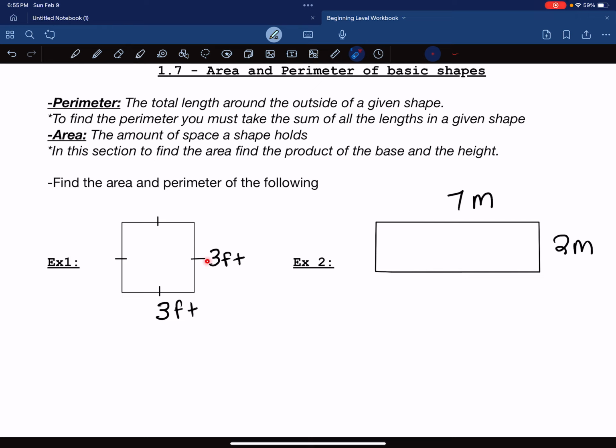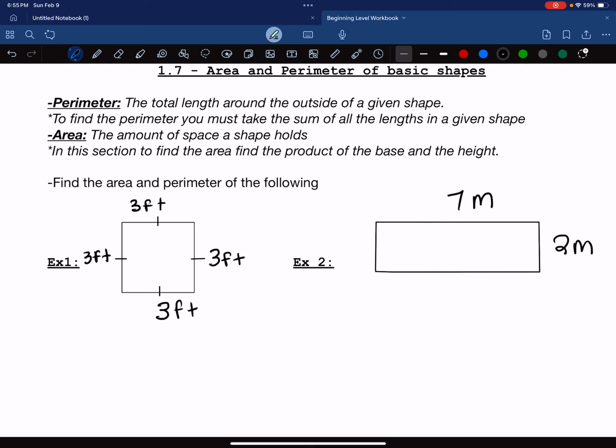One thing that I want to point out is that in geometry and shapes, sometimes you might see these dashes or these lines on the sides of each shape. And that is indicating to us that all the sides are the same length, or all the sides are equal. So we can rewrite this. So we can write 3 feet here and 3 feet here, because all the sides are the same.